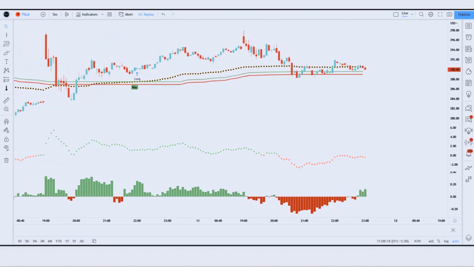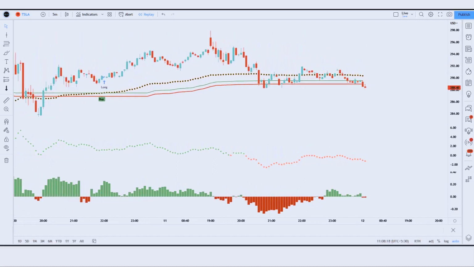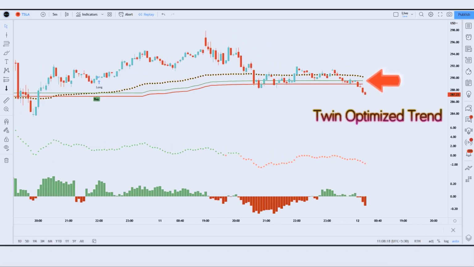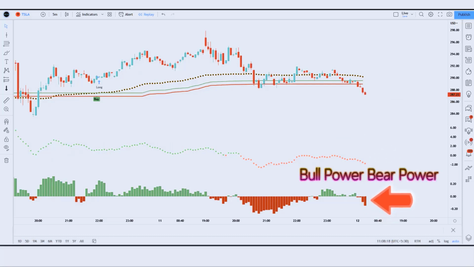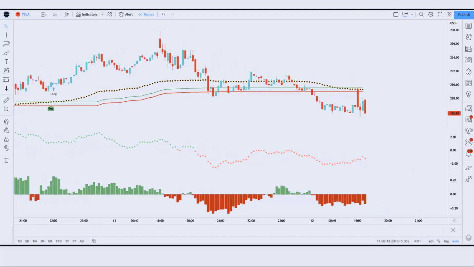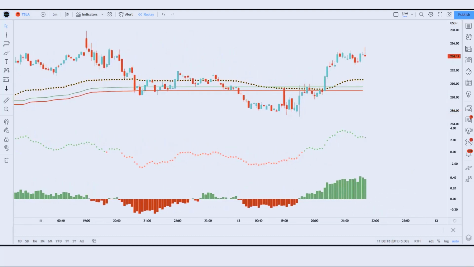First of all, let us know about trading tools. The buy and sell signal indicator we see in the chart is called the twin trend indicator, which will help us in finding perfect trade entry. The indicator at the bottom, we call it Elliott Wave oscillator. The other indicator at the bottom, we call it bull power bear power histogram. Now we tell you how we want to trade. Let's start the video.